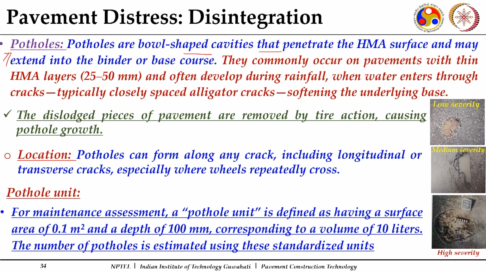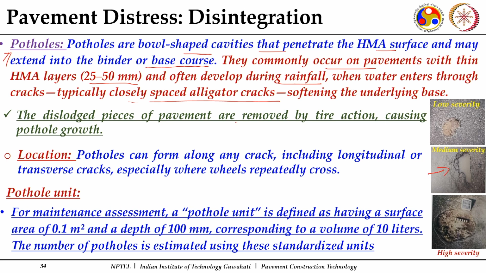Potholes are bowl-shaped cavities that typically penetrate the HMA surface and may extend into the binder or base course. It may go down depending upon the depth of the potholes, but they usually occur on pavements with thin HMA layers. Usually this is the case when you have thin bituminous layers, and very frequently they occur during rainfall when water enters, especially where closely spaced alligator cracks or any other cracks are there, and then some loss of material starts taking place and in due course of time a pothole will be formed.